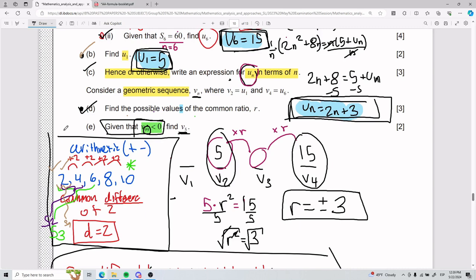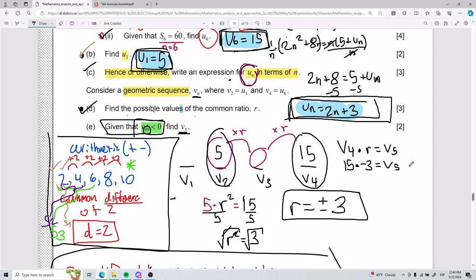So I said the same thing in a lot of different ways. I'm sure one of them worked out for you. Anyways, for finding v5, all you really have to do is take this 15 from before, the v4, and multiply by r. So v4 times r gives you v5. v4 is 15, and r we just identified has to be negative 3. And so that will be my v5.